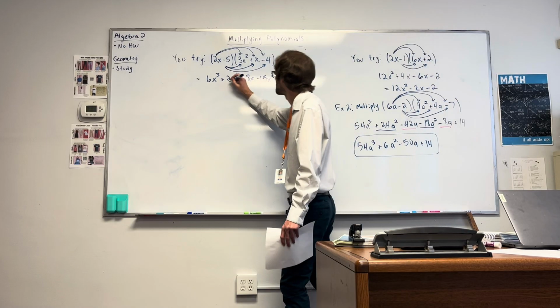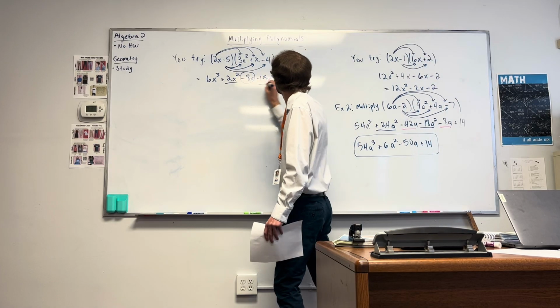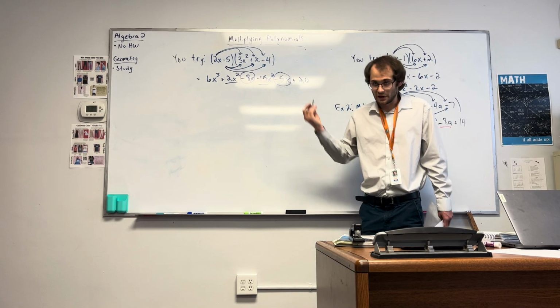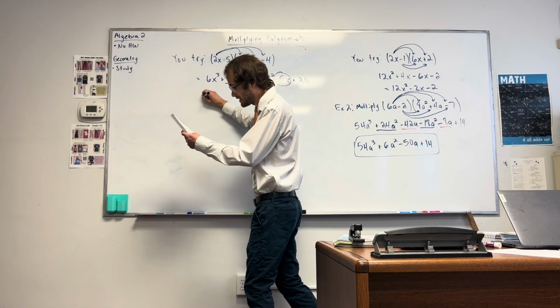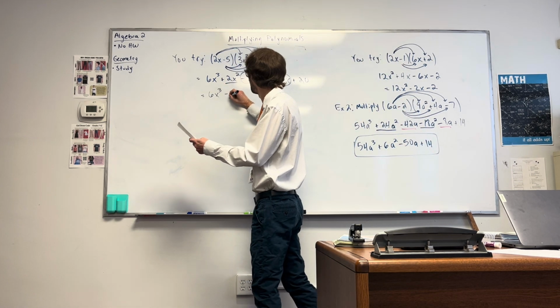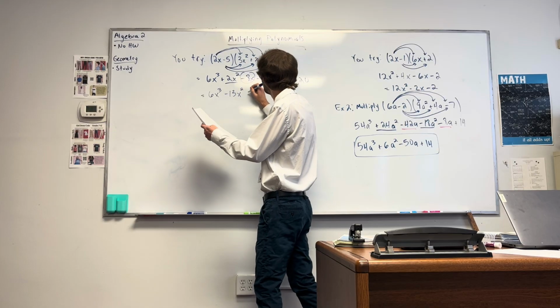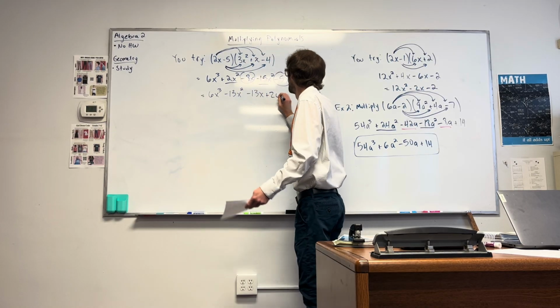Then you combine your like terms, these guys and these guys. And that'll give you your final answer, which I'll write again. 6x cubed minus 13x squared minus 13x plus 20.